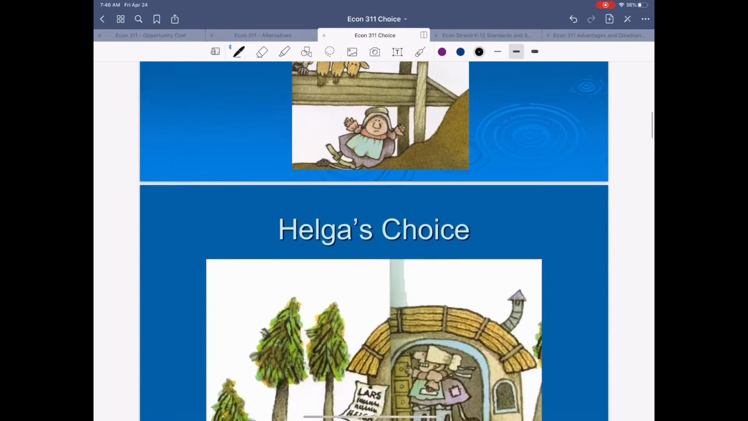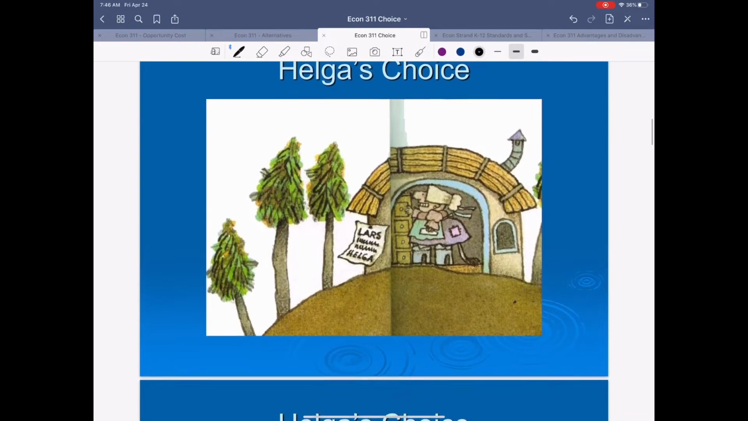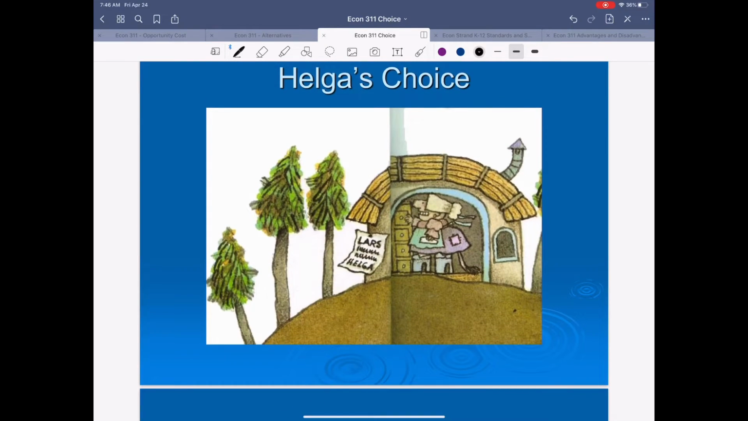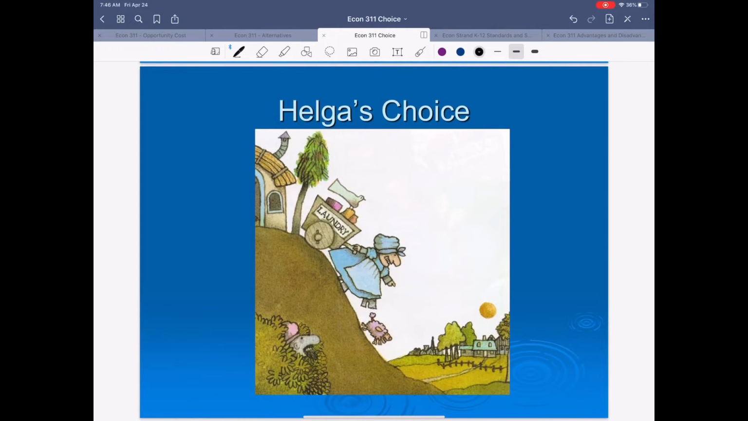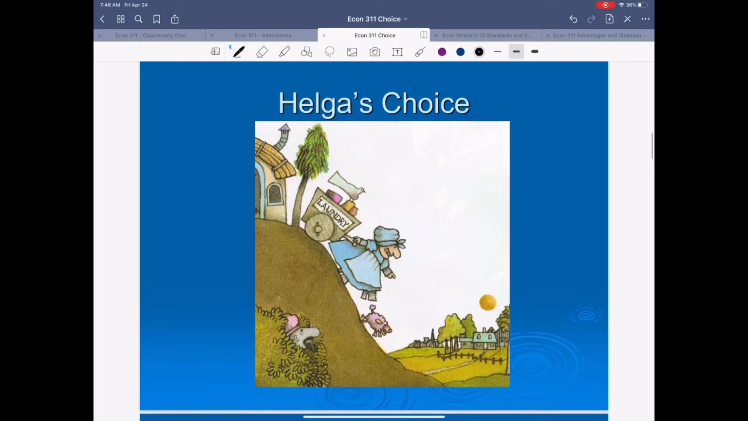So she makes a decision, and she chooses, right? So this is at the very beginning, and she chooses handsome Lars. And then she makes a different choice. When an obstacle is presented with handsome Lars, he instead decides that he will marry plain Inga because she has a dowry and Helga doesn't have one. So Helga then makes a different decision, and she says, well then, I'm going to go out and earn my own dowry.